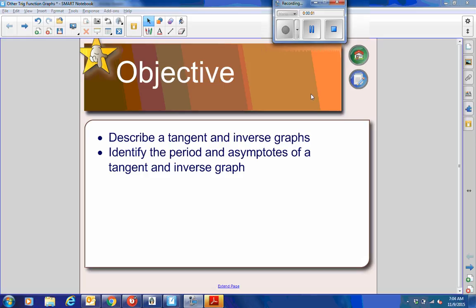This tutorial focuses on describing what the tangent graph looks like, as well as all of the inverse graphs of the trig functions sine, cosine, and tangent. Now, with these particular graphs, the identifying is actually just focusing on the period and asymptotes. So let's get started.